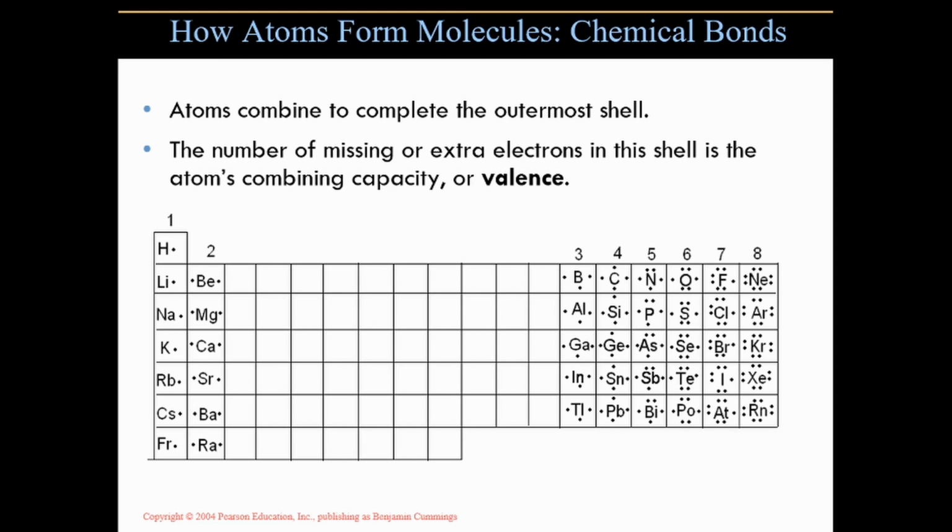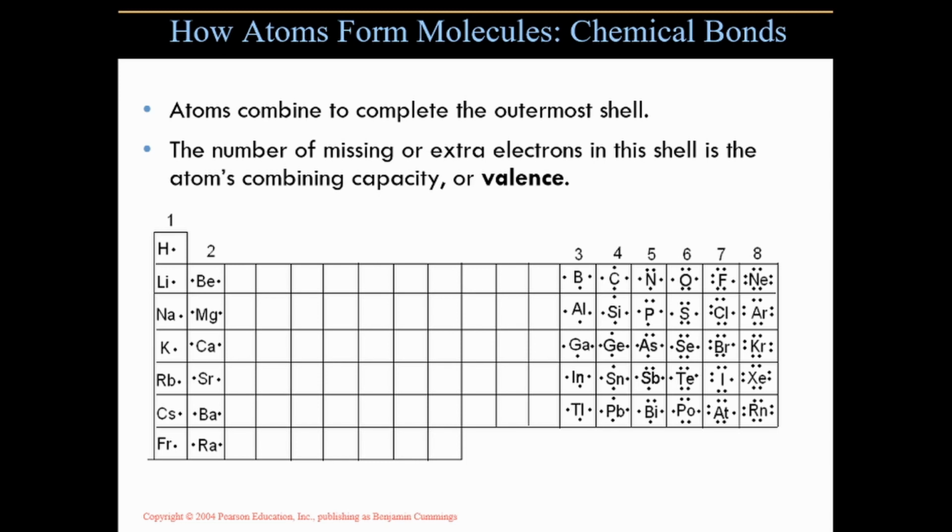Now this is a very simplified periodic table. You notice there's a big gap in the middle for the transitional elements. But for the ones shown here, the numbers at the top, 1, 2, then skipping the transitional elements, 3 through 8, represent their valence number. How many electrons do they have in their outer shell? The elements on the far left have 1 electron in their valence shell, clear over to the elements in column 8, which have 8 electrons in their outer shell.